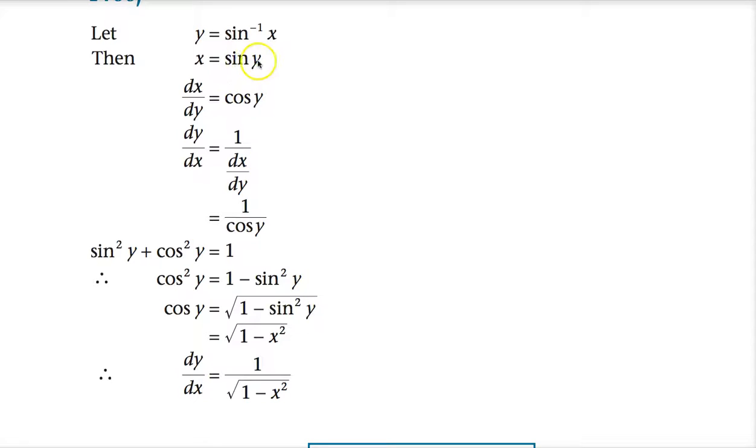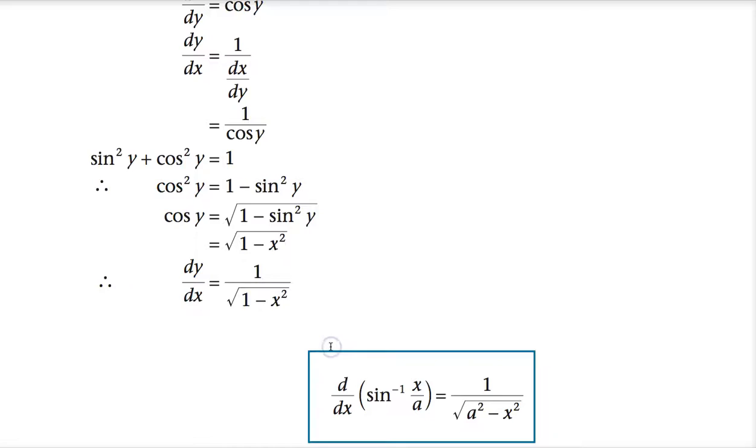We know that sine y is x, so cos y is the square root of 1 minus x squared. That's what cos of y is. Therefore, dy dx is 1 over cos y, which is 1 over the square root of 1 minus x squared. All right? Now, we're not going to prove any others. So that's the first one.